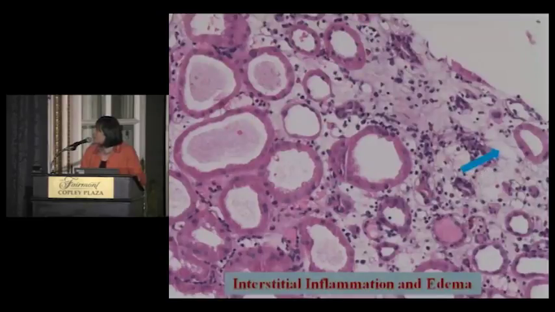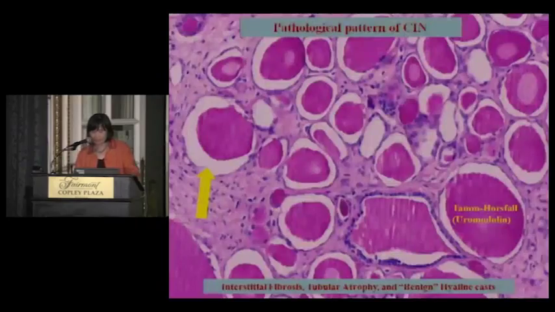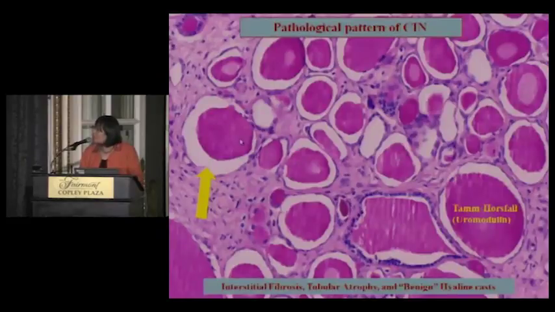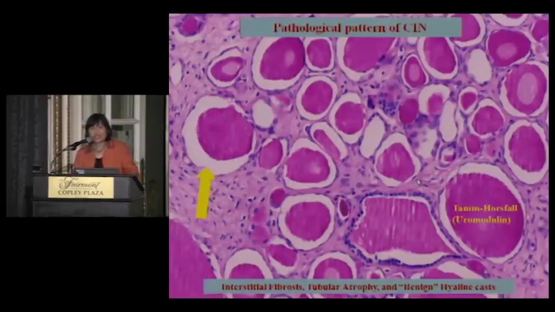The blue arrow here indicates a space in the interstitial area, indicating interstitial edema. This is a phenomenon called thyroidization, including Tamm-Horsfall protein deposit in the tubules. Know that the epithelium is flat, indicating tubular atrophy, and the interstitial space has collagen protein deposit with fewer inflammatory cell infiltrate. This is a chronic interstitial nephritis pattern. Okay.